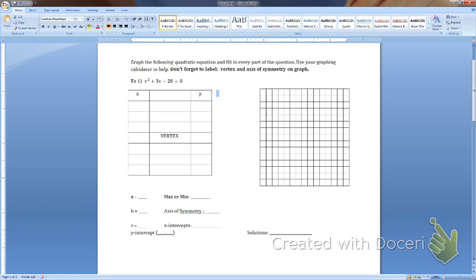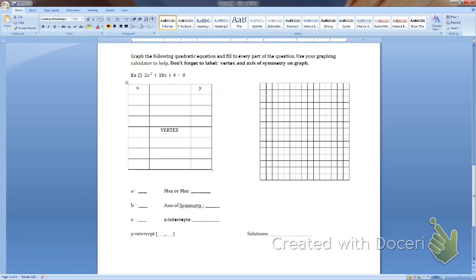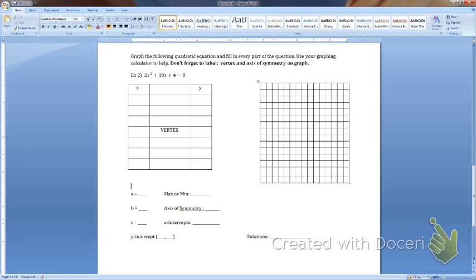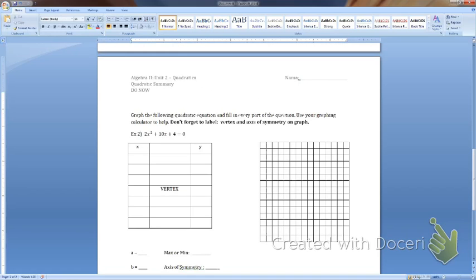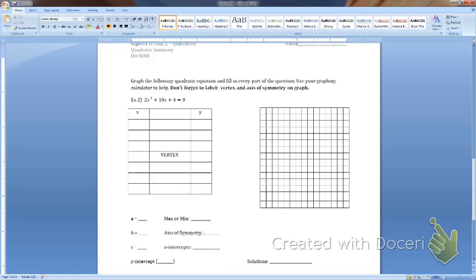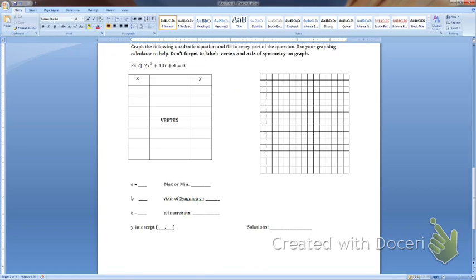All right. Let's go on to example number 2. And if you need to pause this at this time to be able to catch up, that's fine.